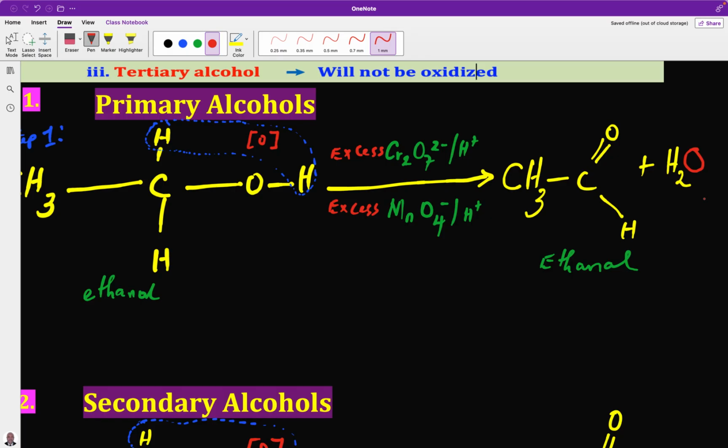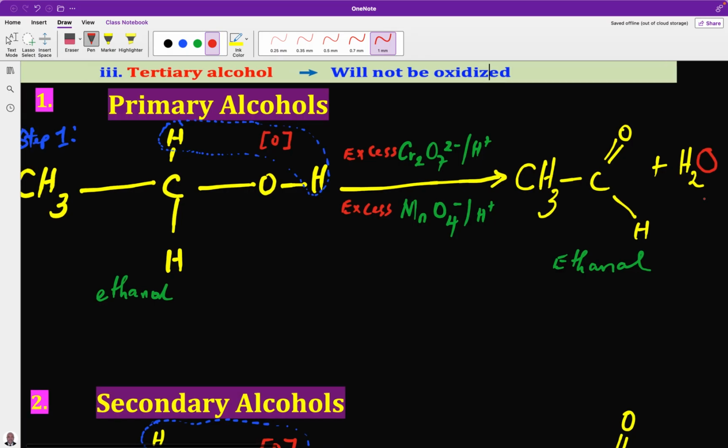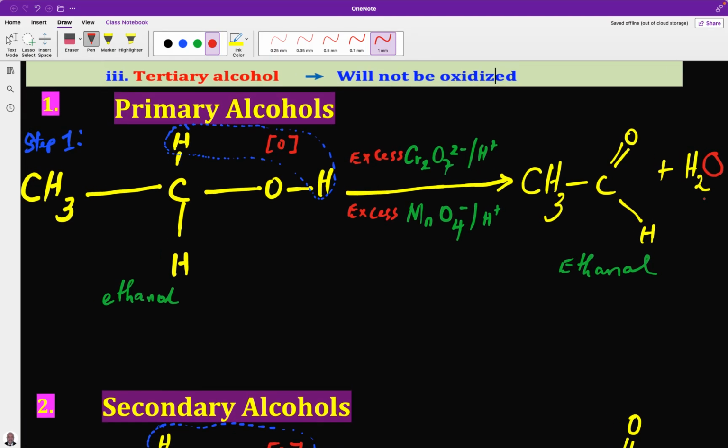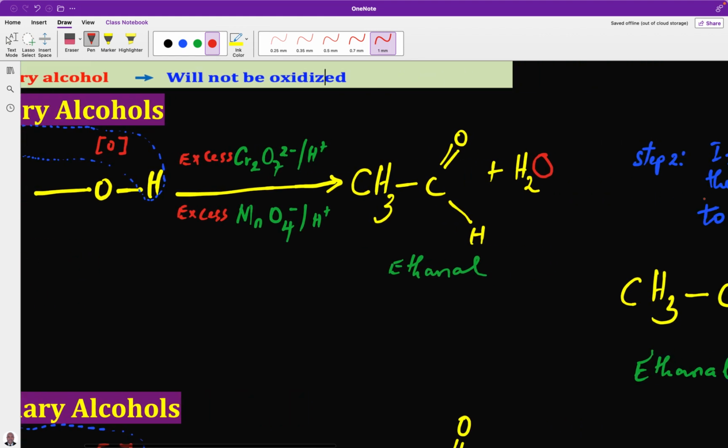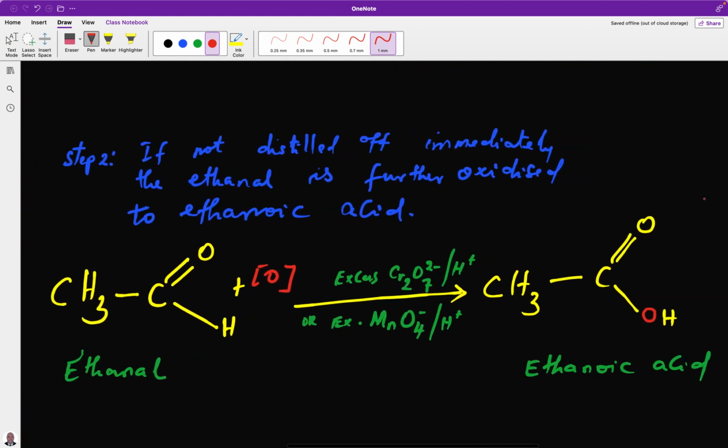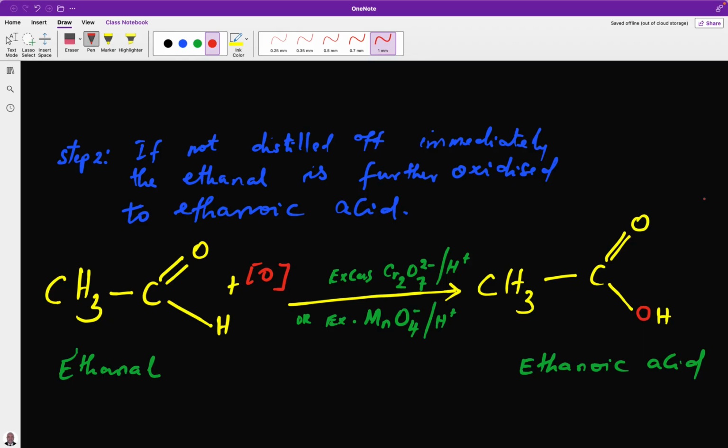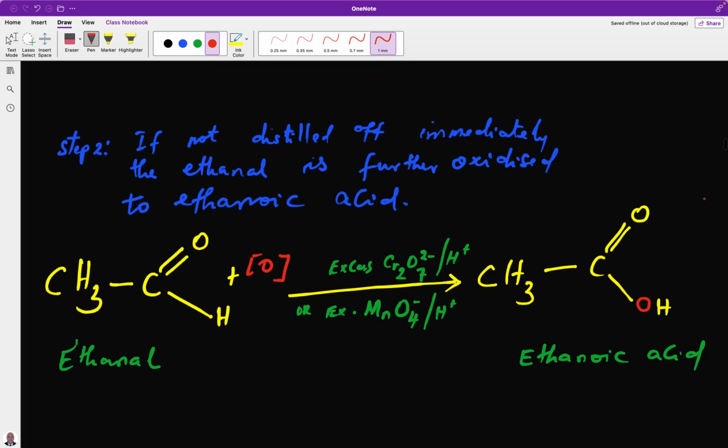If allowed to stay in the reaction container for a longer time, there is further oxidation. If not distilled off immediately, ethanol is further oxidized to ethanoic acid. So primary alcohols are oxidized first to aldehydes. If the aldehyde is not removed, it is further oxidized to what? To carboxylic acid. And this is what happens here with ethanol.